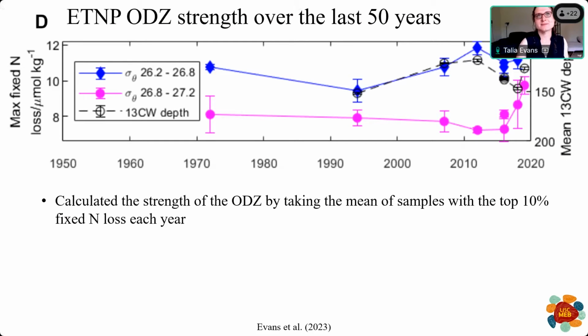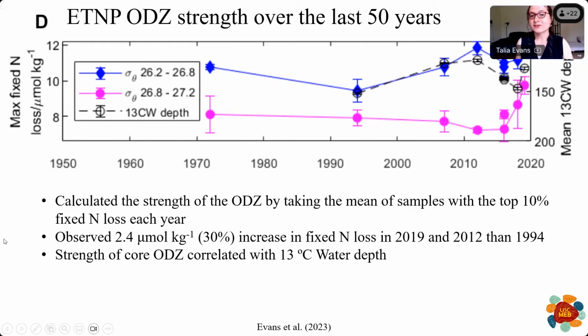Now we can take the top 10% of those values, basically how reprocessed the water is as it goes through the ODZ, and estimate its strength. And that dictates about a 2.4 micromole per kilogram fixed nitrogen loss increase from 1994 to 2012 and 2019. Also, the strength of this ODZ is really well correlated with the depth of 30 degrees Celsius water. This was previously suggested by a sediment/modeling study by Curtis Deutsch and Will Berelson, but we had this water column data to follow it up, and now we actually have reasons for it.